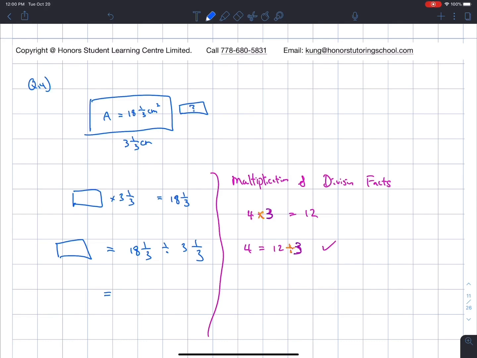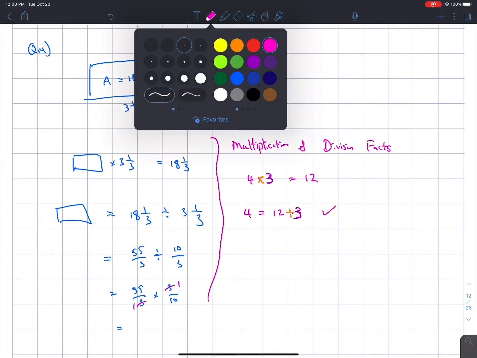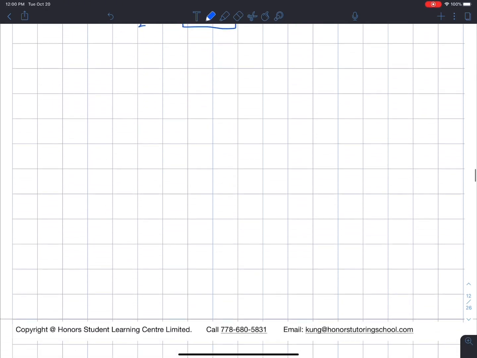So again, I just convert them into improper fractions. 18 times 3 is 54, plus 1 is 55. Divided by 3 times 3 is 9, plus 1 is 10. So 55 over 3 times 3 over 10. Divide this by 3 to get 1, divide this by 3 to get 1. And then divide both of them by 5 to get 2 and 11. So my final answer is 11 over 2, or 2 times 5 is 10, so 5 1/2, and this will be in centimeter. So that will be the answer for the width.